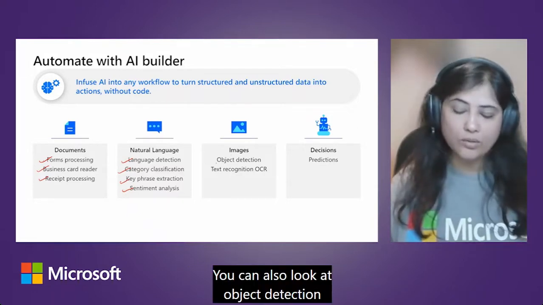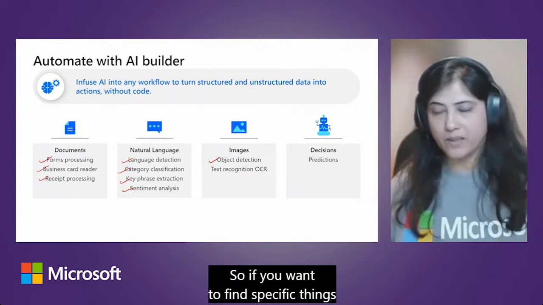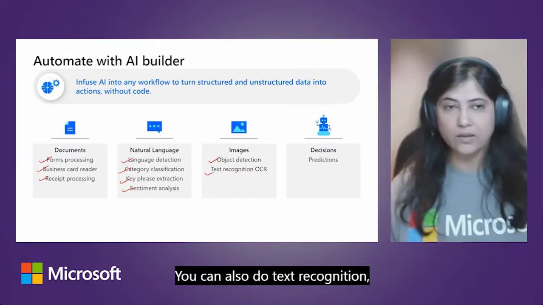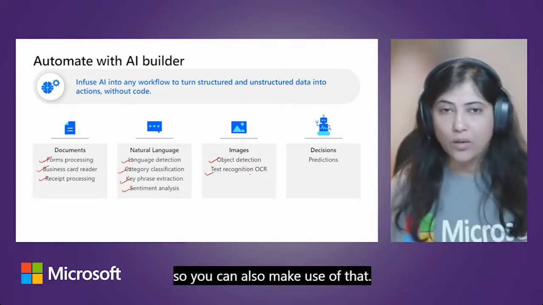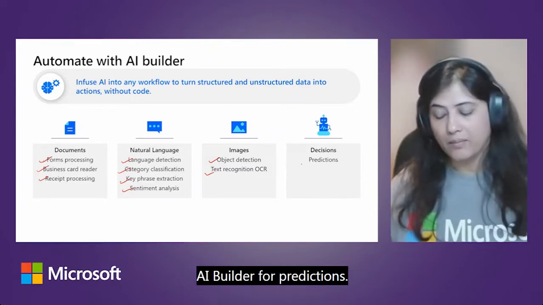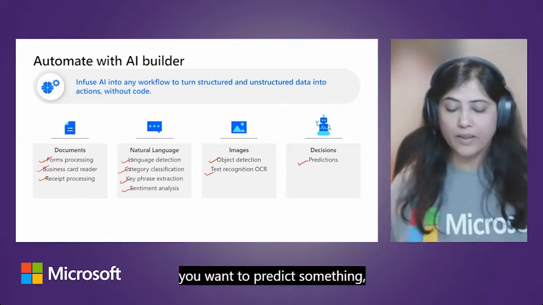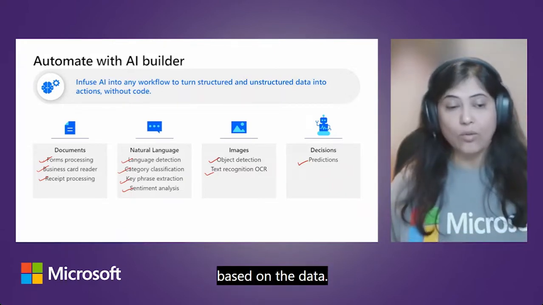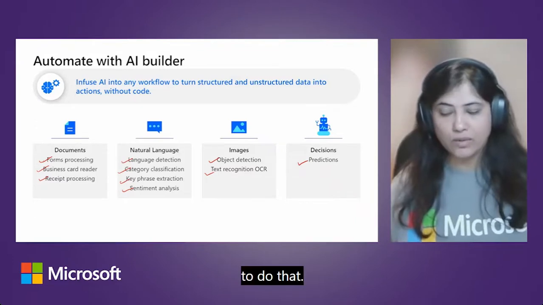You can also look at object detection from your images. So if you want to find specific things from the images, you can do that. You can also do text recognition, OCR. OCR is optical character recognition, so you can also make use of that. And then you can also use AI Builder for prediction. So based on the data that you have collected, if you want to predict something, then you can make use of that, and make decisions based on the data. AI Builder can help you to do that.